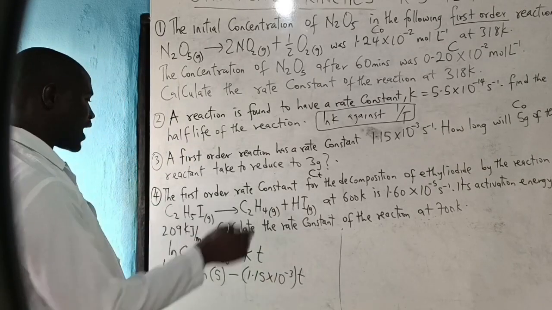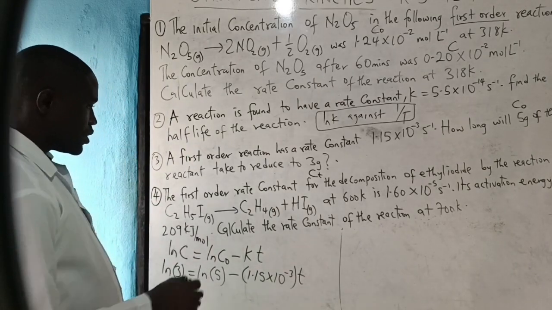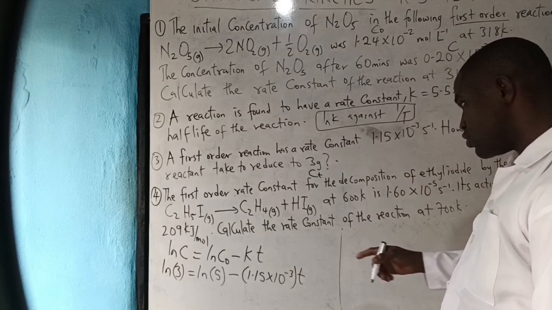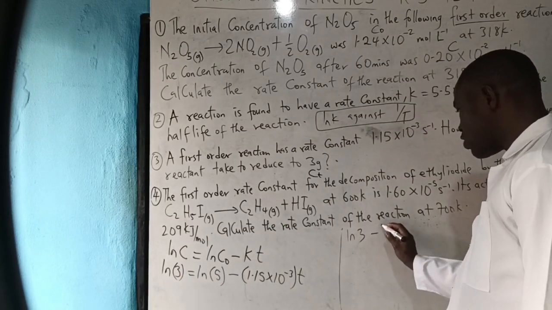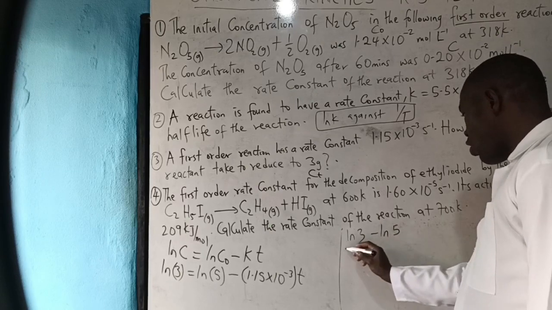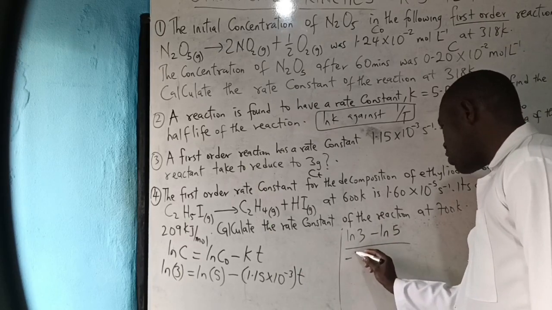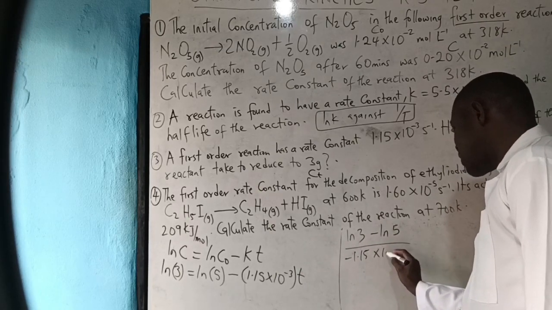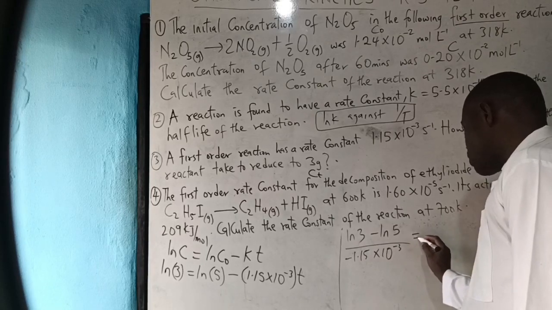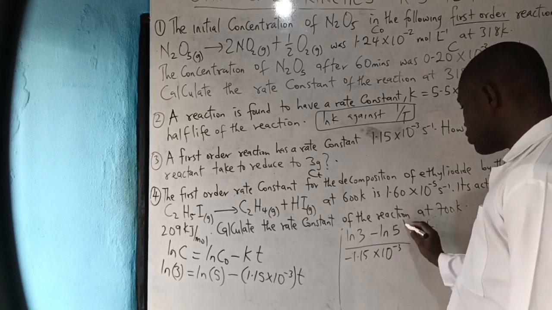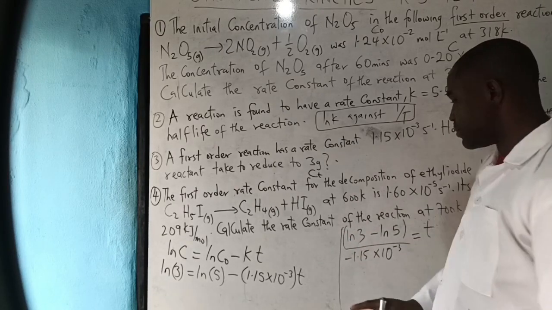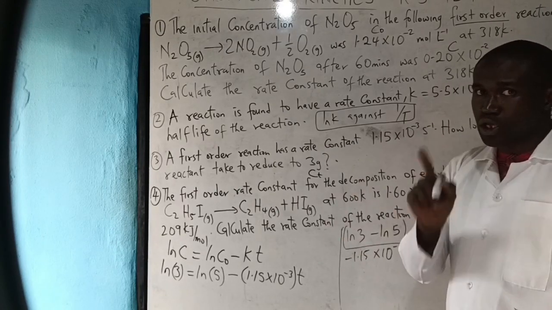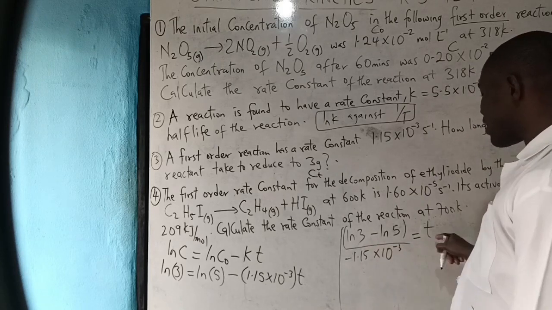So we are looking for the time it will take to reduce to 3. From here, we take this to the other side. We'll have ln 3 minus ln 5 all over minus 1.15 times 10 raised to the power minus 3 equals to what? T. So you package this inside your calculator. Remember, ln is not the same thing as log. So ln is what you will use, not log. You package it inside the calculator to get your time.